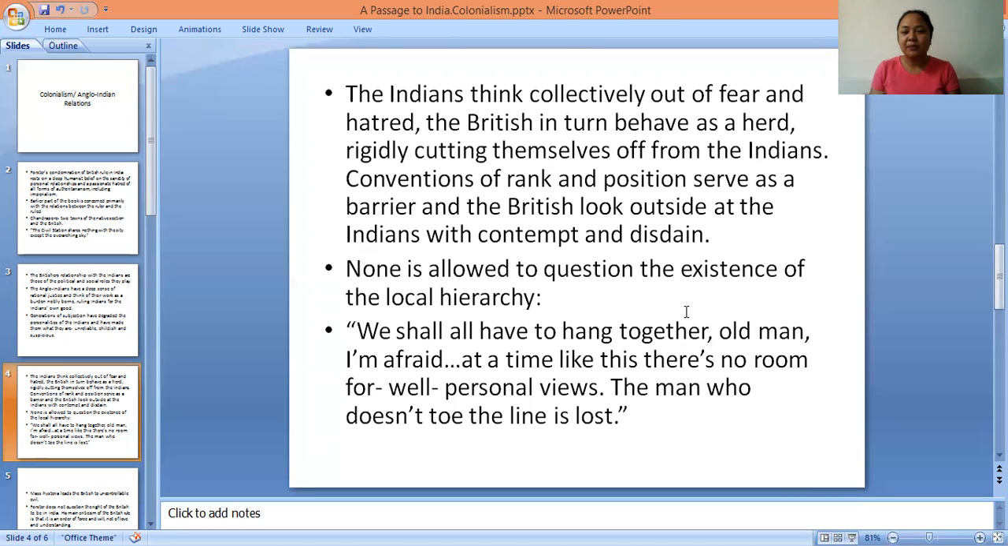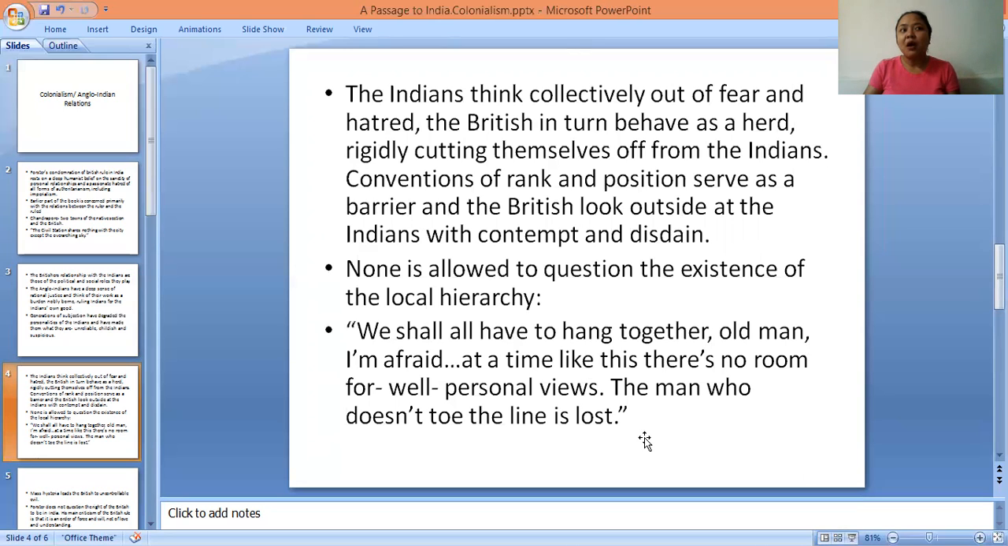The local hierarchy, meaning the British hierarchy. When this is said by, I think it was Mr. Calendar: "We shall all have to hang together, old man, I'm afraid. At a time like this, there's no room for, well, personal views. The man who doesn't toe the line is lost."